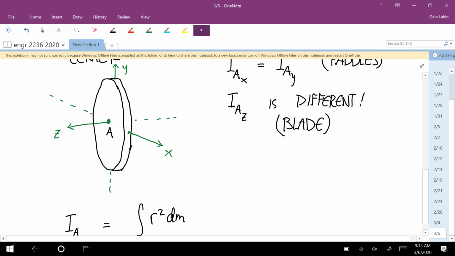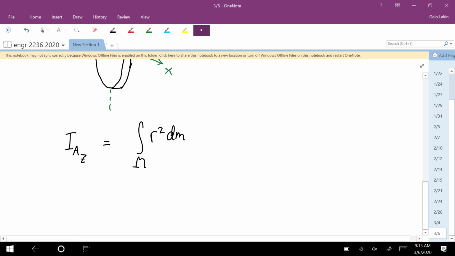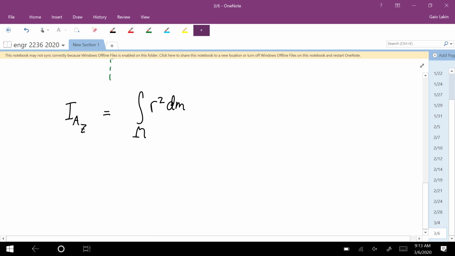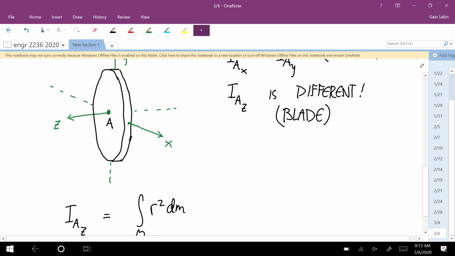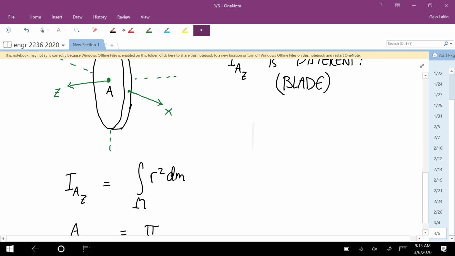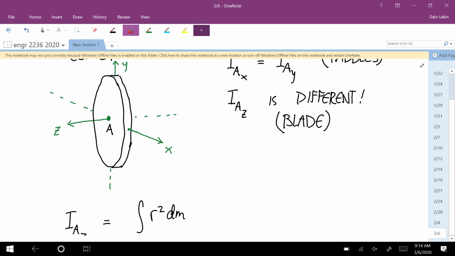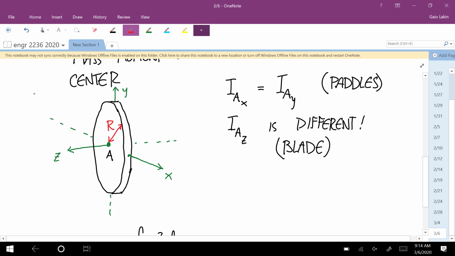Okay, so the total area is just pi r squared, and let's call this a capital R to differentiate between that and the r in this formula. So the radius of this is capital R. And the mass of this thing we're going to say is m. Well, let's make that a big M too to differentiate.